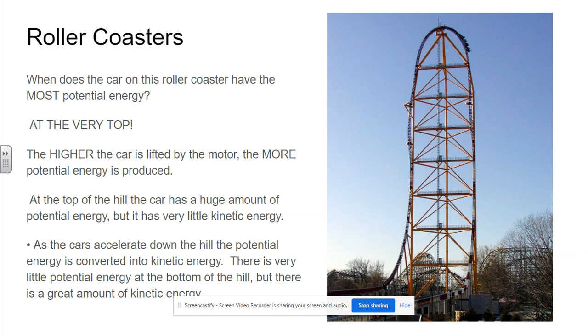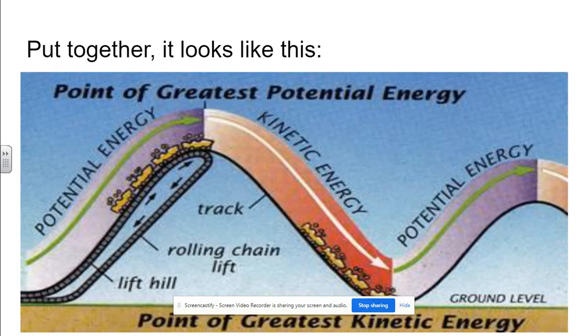At the top of the hill, the car has a huge amount of potential energy, but very little kinetic energy because it pauses and doesn't move for a minute before it barrels back down the backside of that hill. As the car accelerates down that hill, the potential energy is converted into kinetic energy until at the very bottom of the hill, there's little potential energy left and it's all moving kinetic energy.